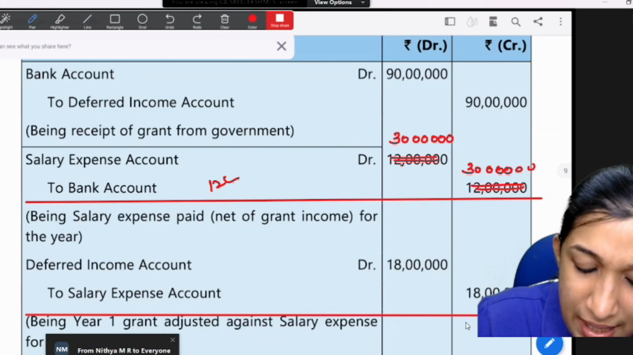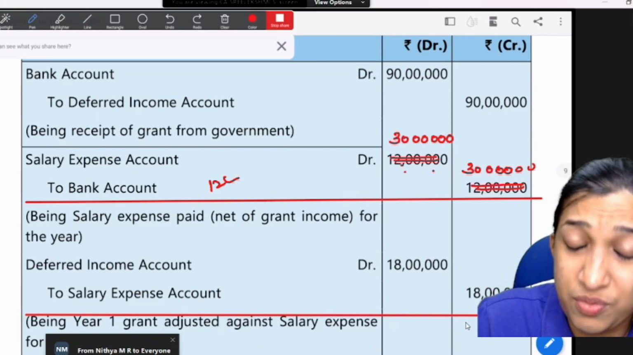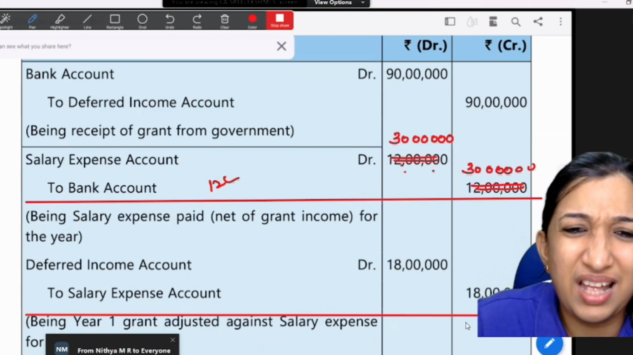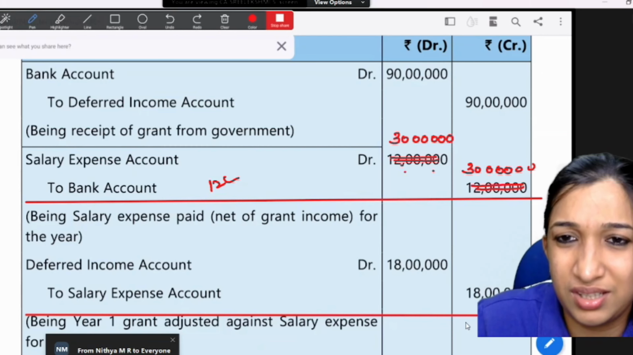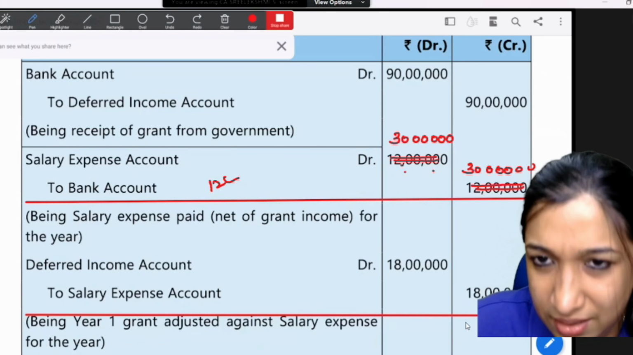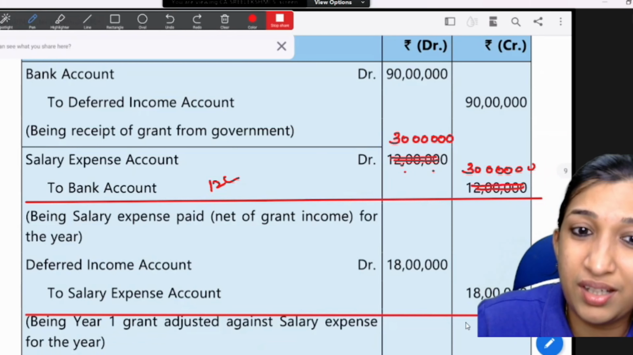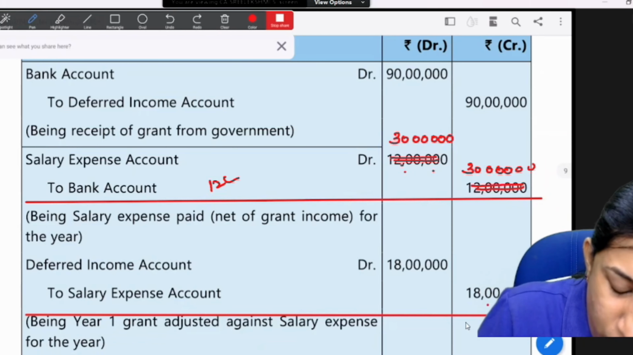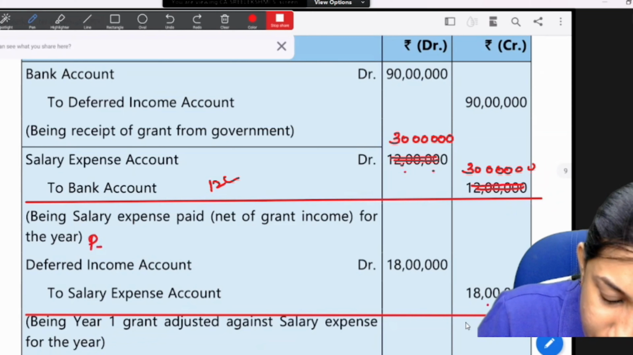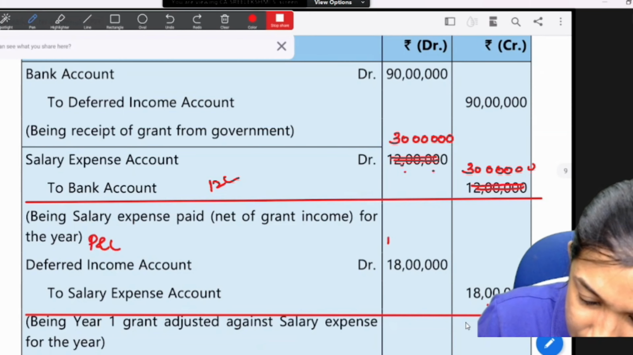So, if I do 12 lakhs salary debit, 18 lakhs, then it will be negative 6. So, that's wrong. That's not correct. Salary to bank, 30 lakhs. Now, deferred income to salary expense. So, what is more correct is P&L debit. Deferred P&L debit, 12 lakhs.